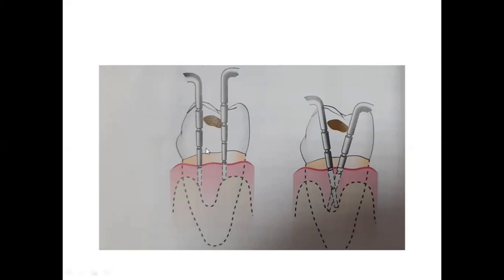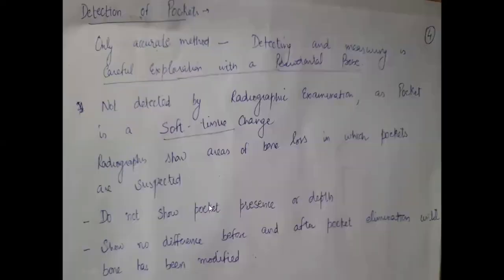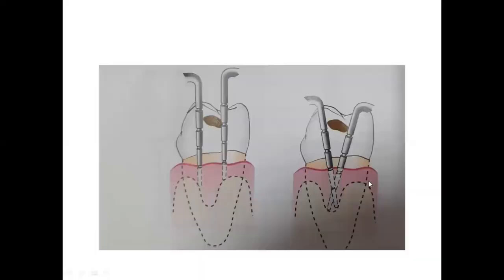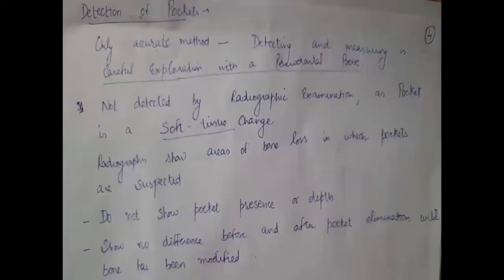Now see, what are the important things which we have to take into account? See, here is the presence of a crater. If we insert the probe in this direction, it will not reach the maximum depth of the crater and we will not come to know about the actual depth. So the probe is to be angulated from both buccal and lingual directions towards the center of the crater so that the actual depth can be monitored.